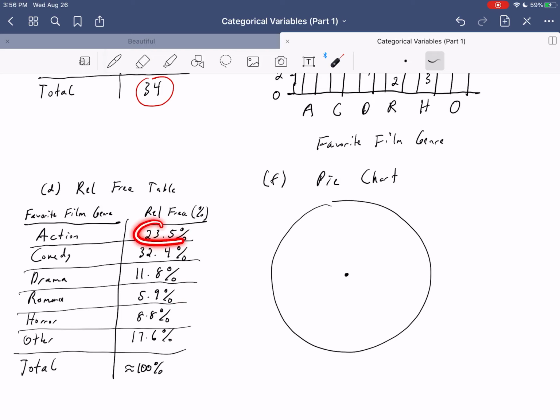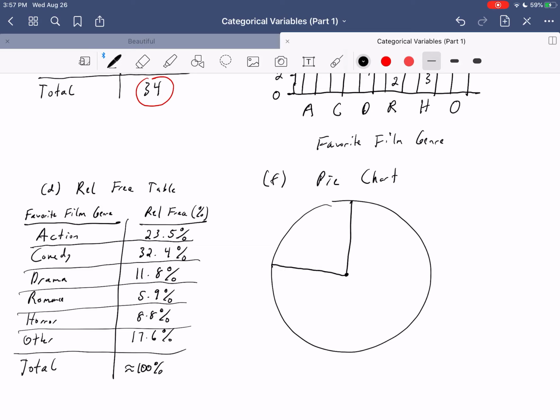So I might start with the action category. 23.5% is just a little less than a quarter. Drawing a quarter of a circle is very easy. So there we go. A quarter would be if we went directly across like that. That would give us a quarter. So we'll just angle it just a tiny bit up.